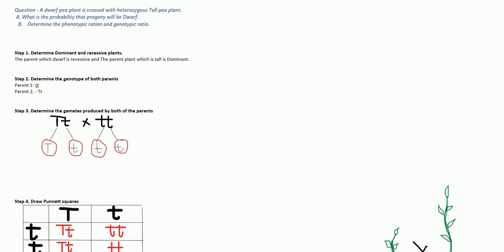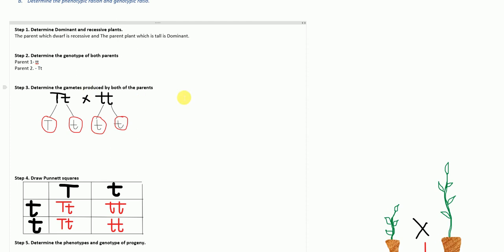Once we have determined the genotype, we'll now determine the gametes produced by both of the plants. For this, simply write the genotype of both of the plants. So we have written capital T, small t for the heterozygous parent and two small t for the homozygous recessive parent.